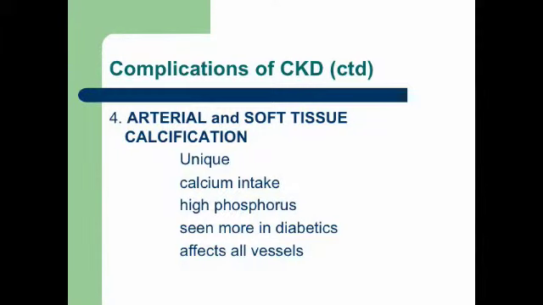There's a very unique form of calcification in blood vessels that occurs. It happens more in the wall than in the inner lining of the blood vessels. It may be related to calcium and phosphorus in the body. It's more common in diabetes, and it can affect all blood vessels.